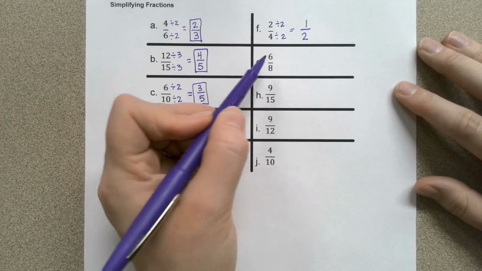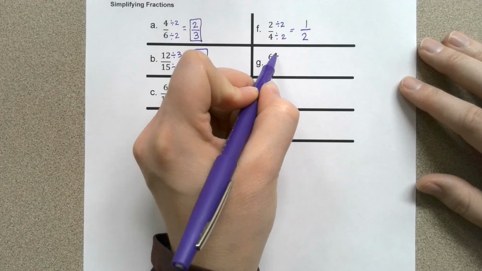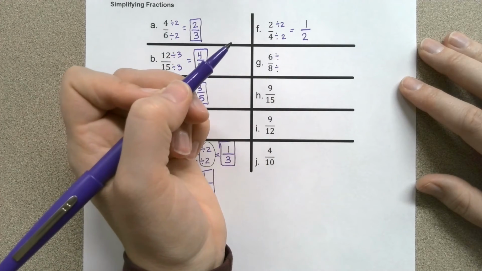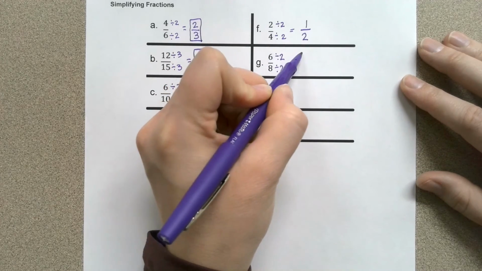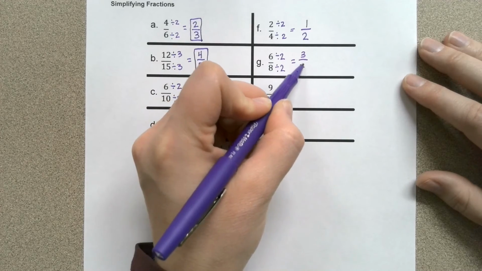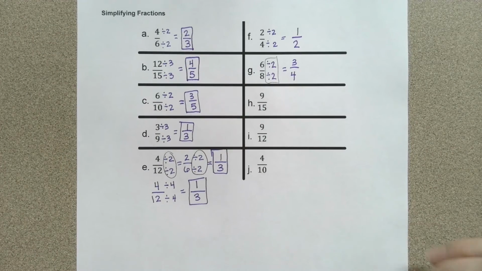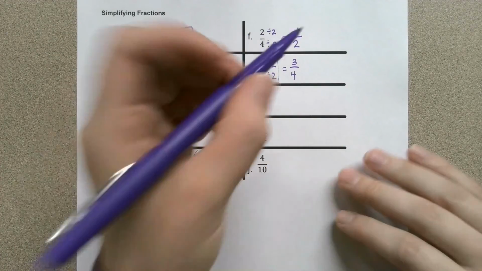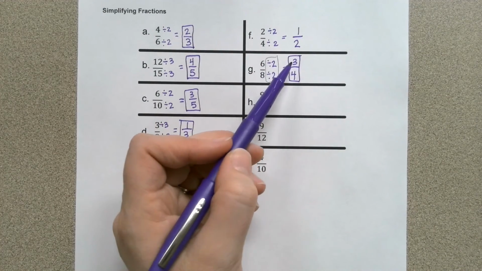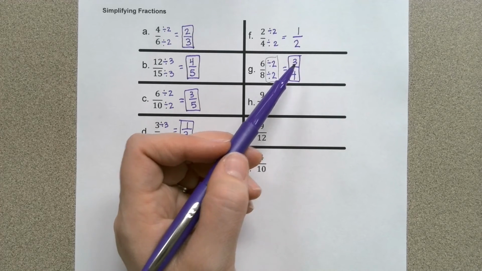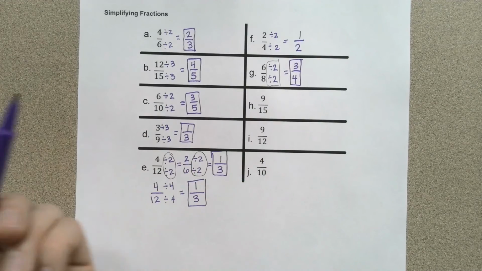For G, both are even numbers. So when we divide, do those have to be by the same number? Yes. It has to match. 6 divided by 2 gives us 3. 8 divided by 2 gives us 4. Because we're doing the same thing to both the top and the bottom, we're treating them equally, we are going to get an equivalent fraction, in this case in its simplest form. 3 is prime, meaning we can't divide it by anything other than 3 and itself, and 4 cannot be divided by 3, so we can't simplify.